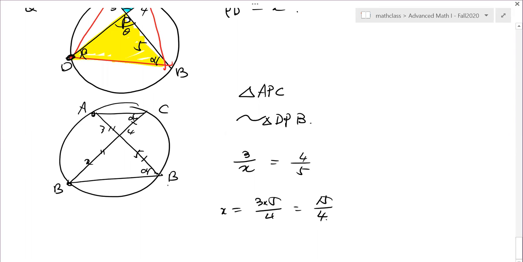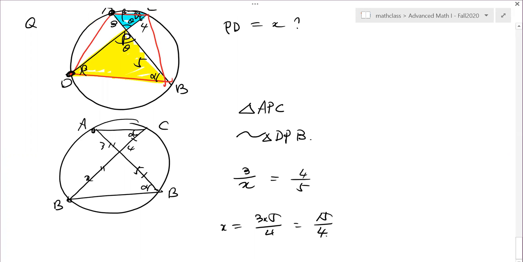I think Alex did not mark the corresponding sides. Right. Okay. Right, this should be 15 over 4.